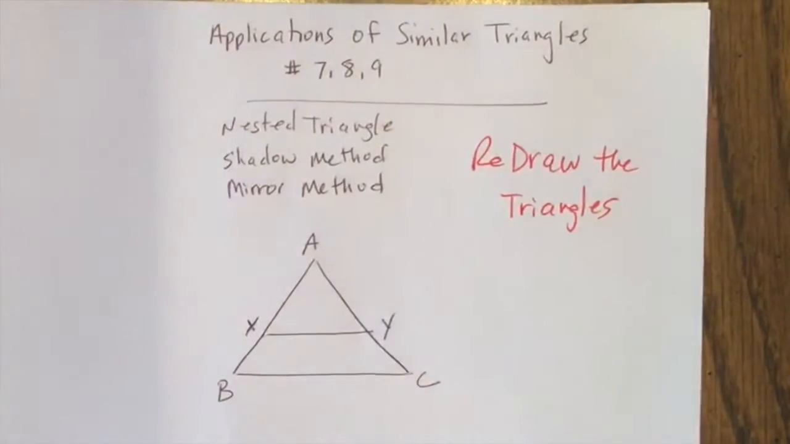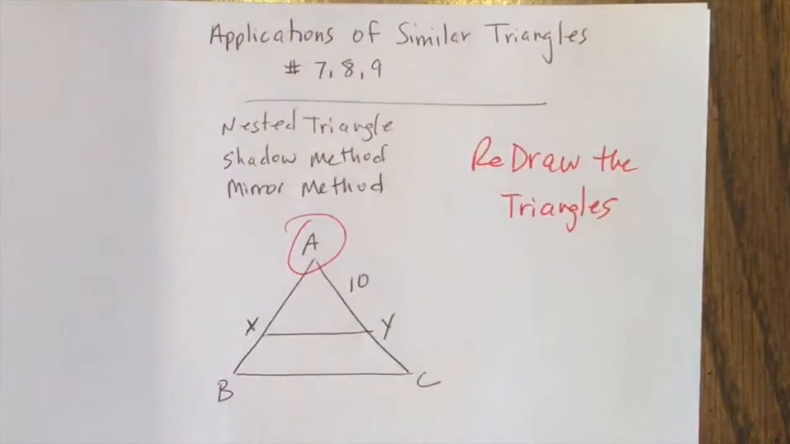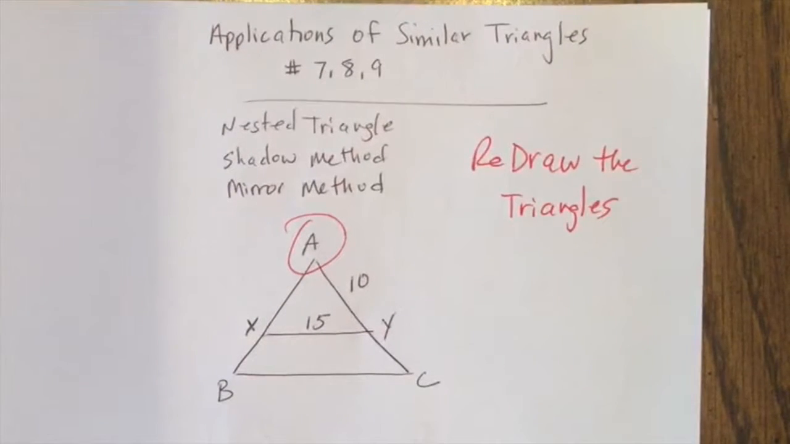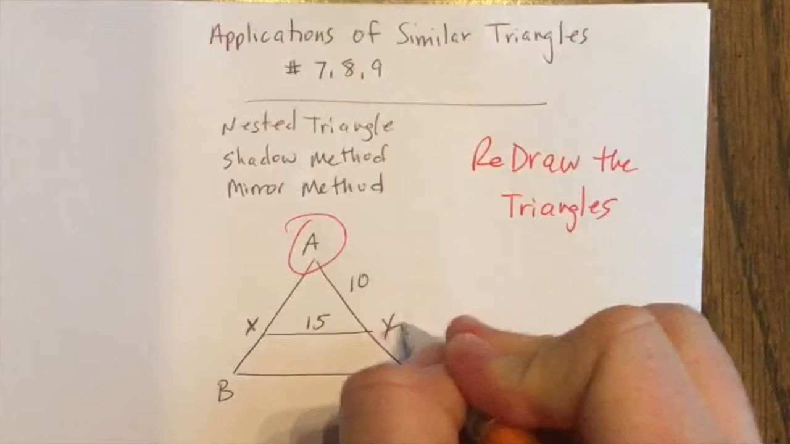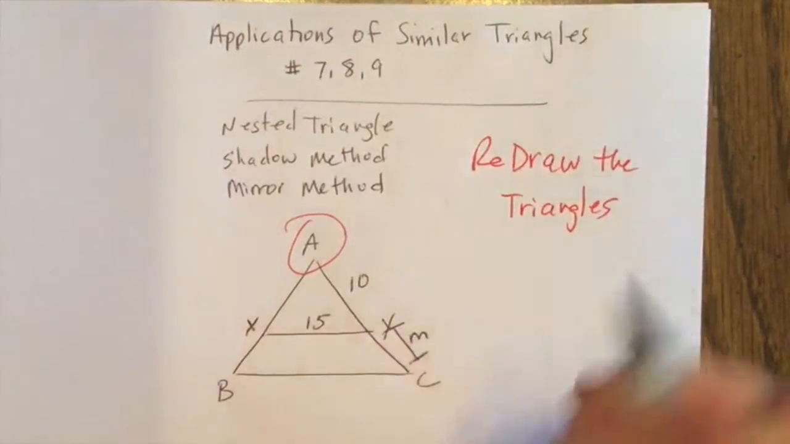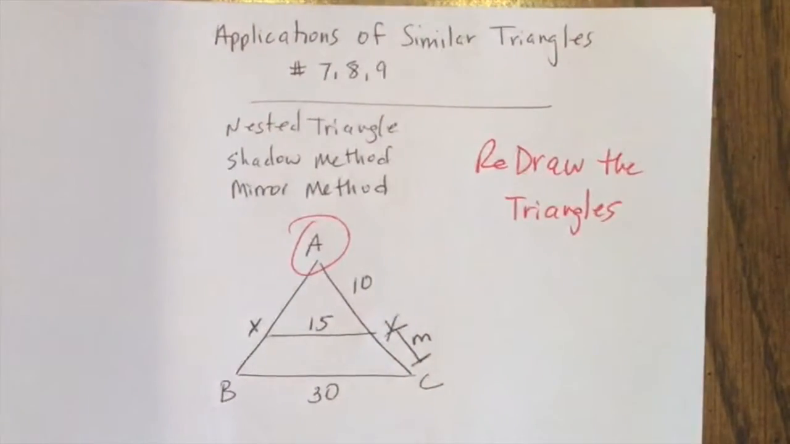Remember, the key part about nested triangles is that they share an angle. In this case, both my triangles share angle A. Let's say that I know that the side length of AY is 10 units and the side length of XY is 15 units. And let's say that I would like to find side length YC, only segment part YC. I'm going to call it M, if I have that BC is equal to 30.